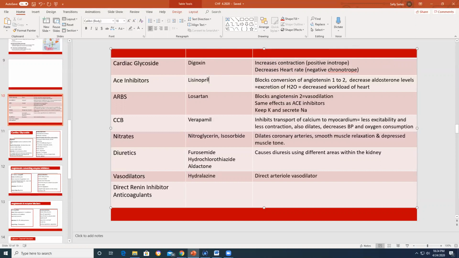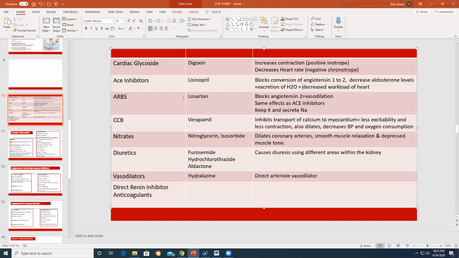We have the ACE inhibitors that all end in -pril, so the prils, lisinopril. And a lot of these, you'll see, just like this one, work with the RAS system as well. So this one blocks the conversion from angiotensin 1 to 2. Because of that, it also decreases the aldosterone levels because 2 isn't being activated. So we're going to get an excretion of water, and so that's going to decrease our water retention, and it also then decreases the workload of the heart.